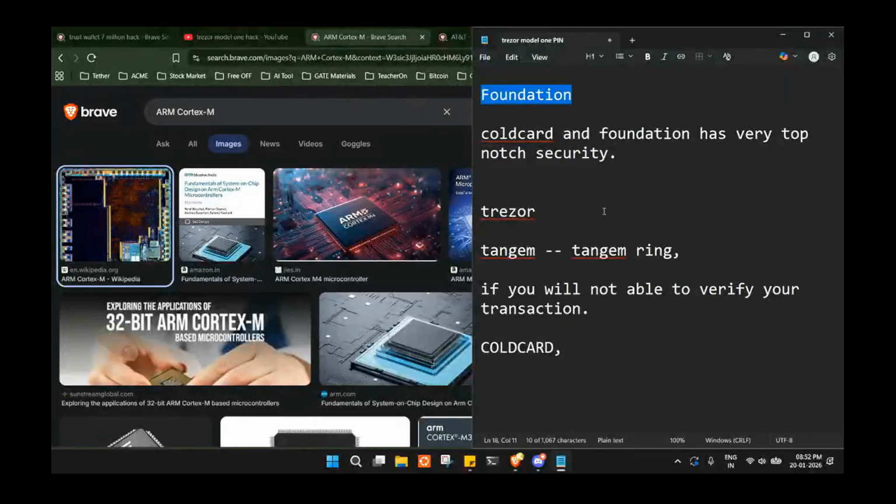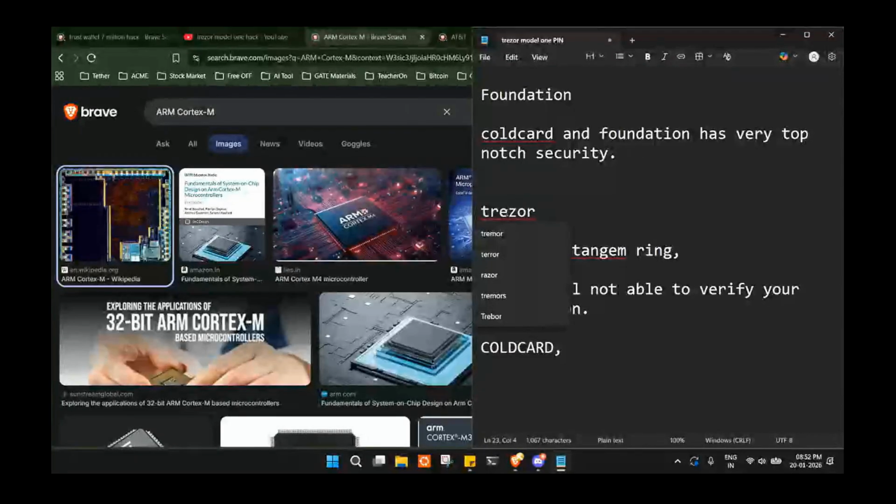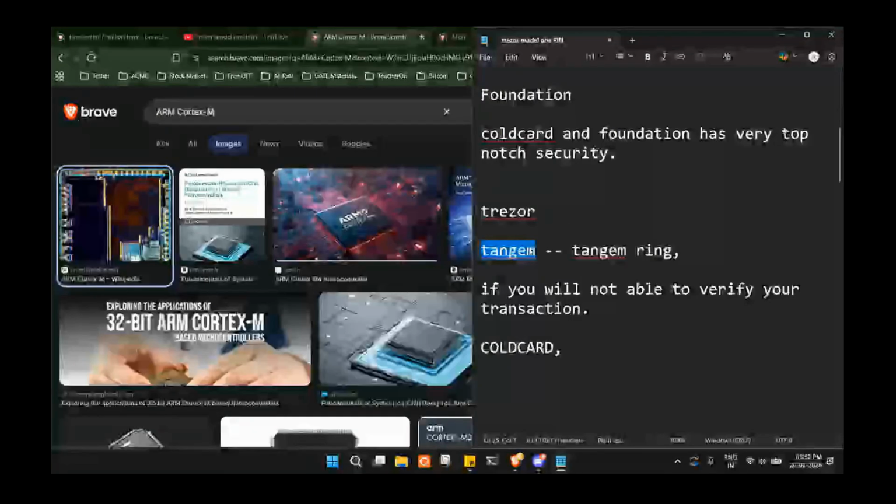I have not tested Foundation. I have checked Trezor, like Trezor Model T, Trezor Safe 3, Trezor Safe 5. Tanzam, but I don't prefer Tanzam. I have it just for fun purposes. But with Tanzam, you can do basic transactions, but don't rely on it.